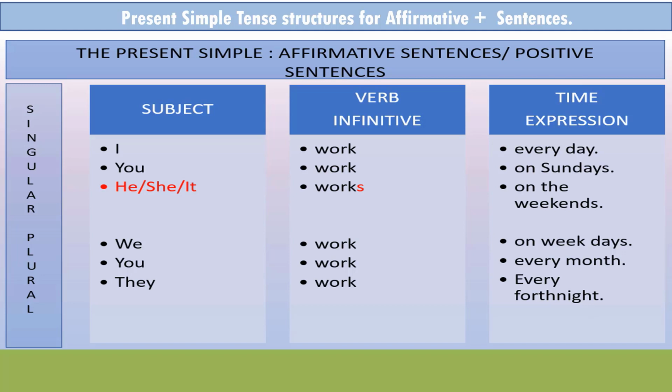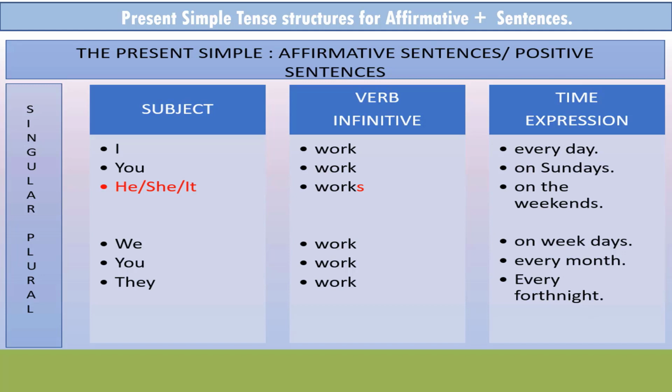With the present simple sentences, this is important because this is the third person singular, and if you look at the main verb with the third person singular, the main verb is changing from work to works. Okay, so I work every day, you work on Sundays, he, she, it, third person singular, works on weekends, or it could be every day. Okay, plural does not change, so we work, you work, they work.